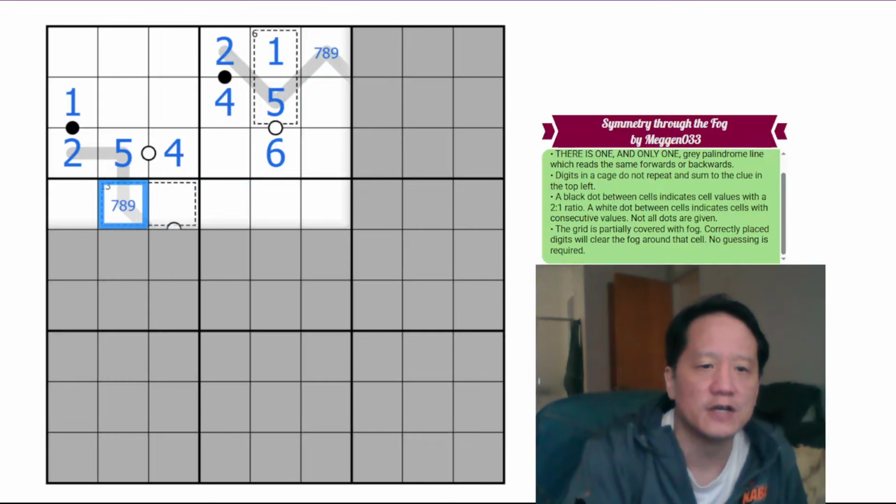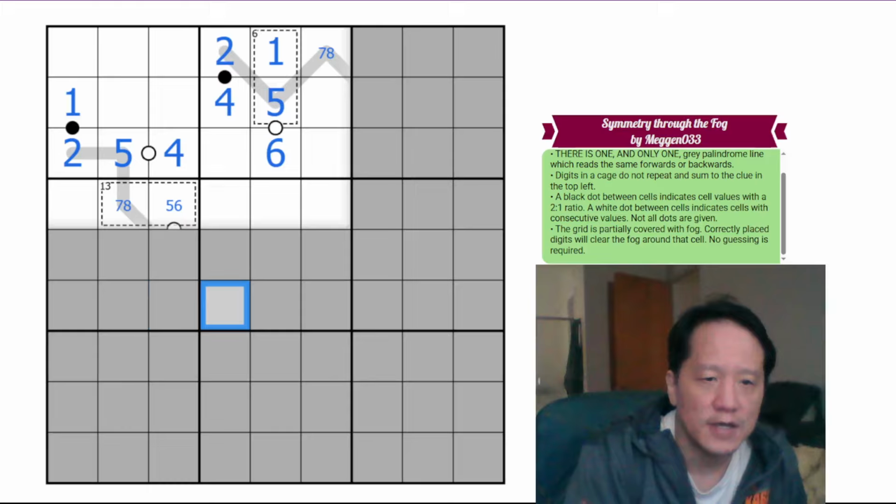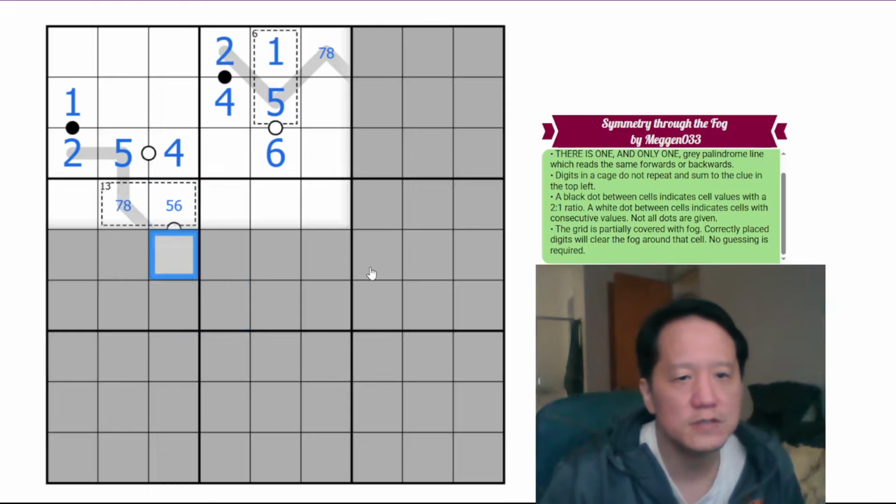This is 7, 8, 9. And this is 4, 5, 6. This can't be 4 because of 4 in the column. So that can't be 9. So this can't be 9. That's 7 or 8. And this digit has to be consecutive with 5 or 6.